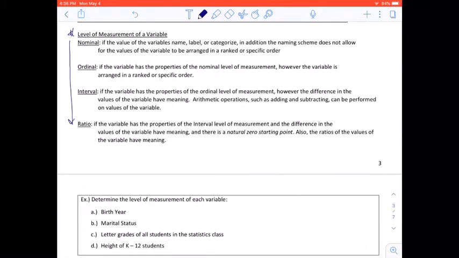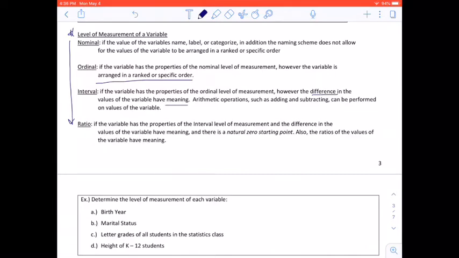Next thing, ordinal is going to be if it has all those same qualities. However, it can be arranged or ranked in a certain order. Okay, interval is if the variable has everything that the ordinal level has. However, the differences, and differences mean in math, subtracting, of the values has a meaning. So you can subtract them and it has a meaning.